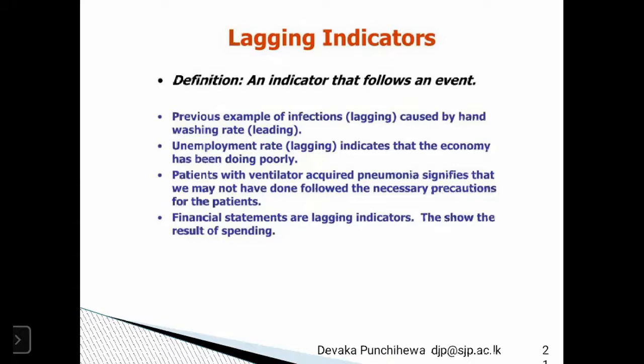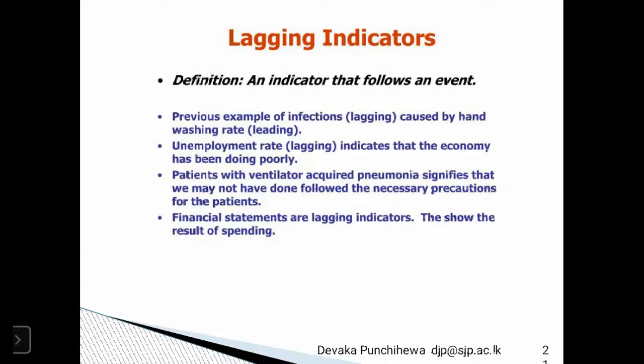So what is the lagging indicator here? Infection, right? Infection as a lagging indicator caused by hand washing rate. So when the hand washing rate is higher, what happens? Infections are low, right? The lagging indicator is pretty much low. When the hand washing rate is increased, what happens? Infection is low. When the hand washing rate is low, high infection, right?